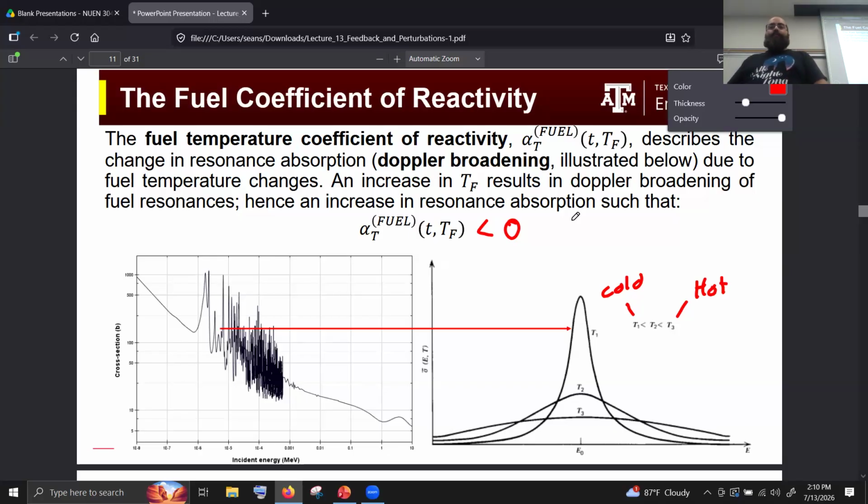So that's a cool thing about our fuel. It's more prominent with solid fuel, but even if you have liquid fuel, this is still the case. It means that our fuel has a built-in negative feedback mechanism just because of the physics of Doppler broadening.